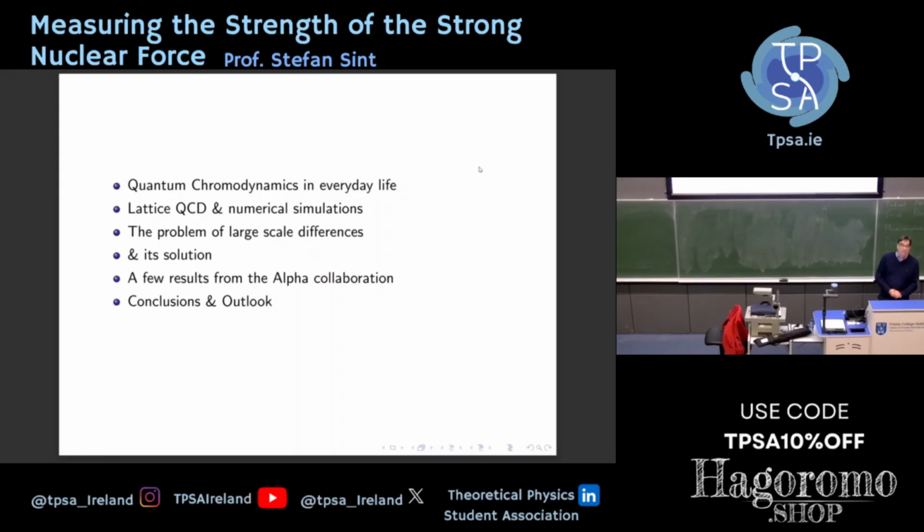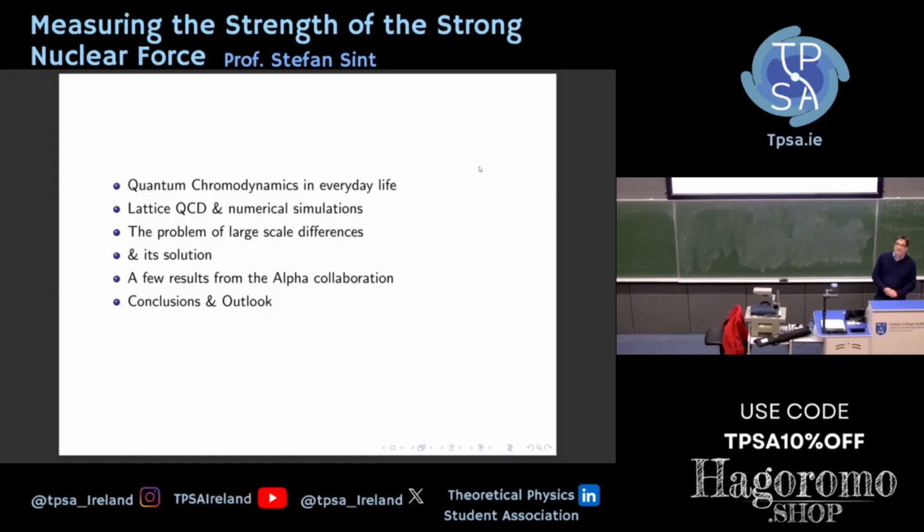And the problem that you have in a numerical approach is always that you have a limited range of scales that you can cover, that your resolution can resolve. And so we encounter some large scale differences and have to basically be creative and solve that problem. So I will present a solution and then present a few results from the alpha collaboration. I'm a member of that alpha collaboration.